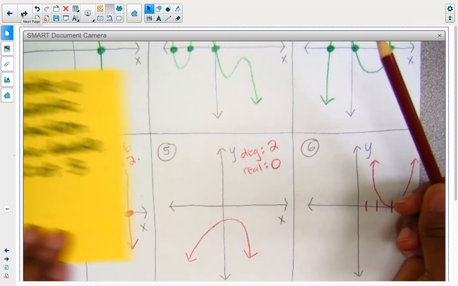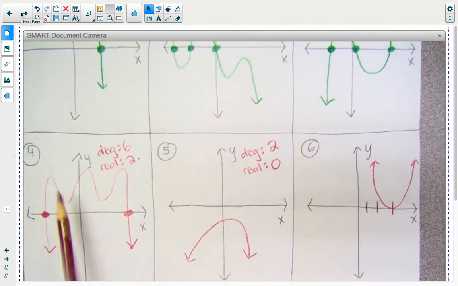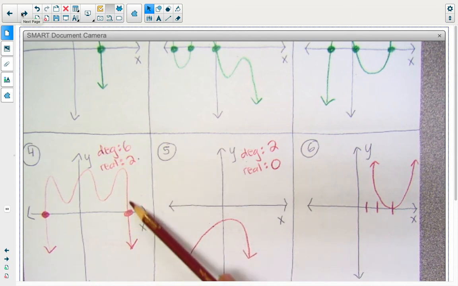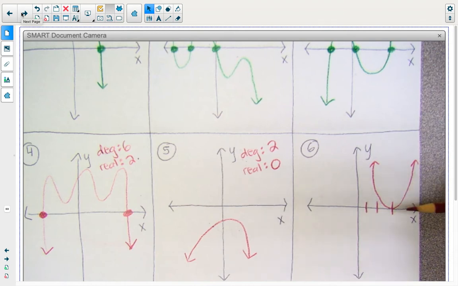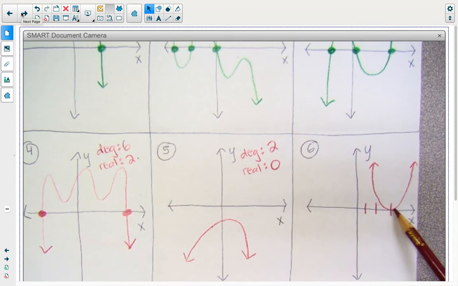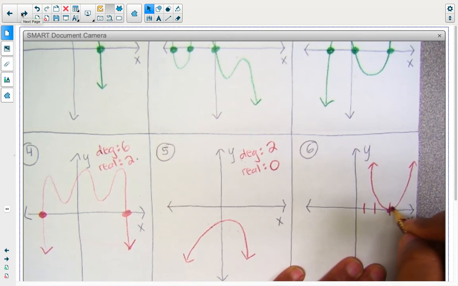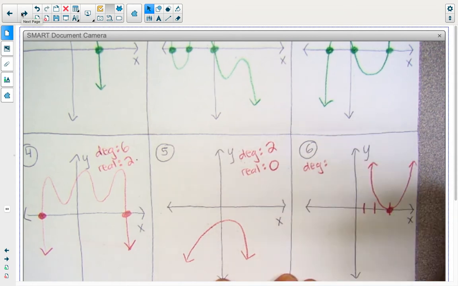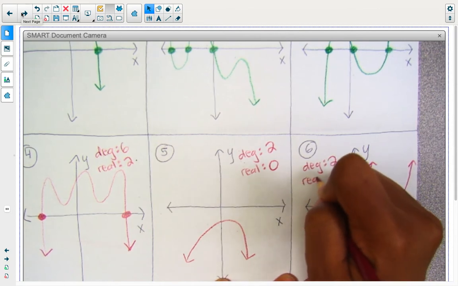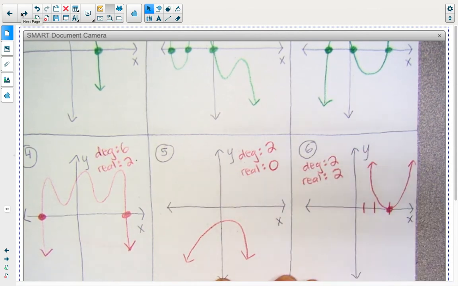It doesn't go through the x-axis, like if I look at number 4, it doesn't go through the x-axis right here. It comes down, it touches, and then it bounces back up. That's called multiplicity, and we'll be talking about that in the coming days. So this is a double root at 3. This is 1, 2, 3, and I have a double root at 3 right here. So my degree for this quadratic is 2. This is a parabola, and I got a double root, so I got to count it twice. It's got a multiplicity of 2.